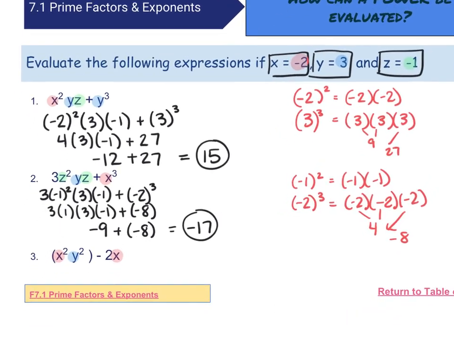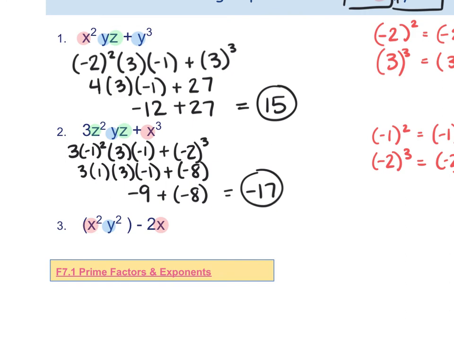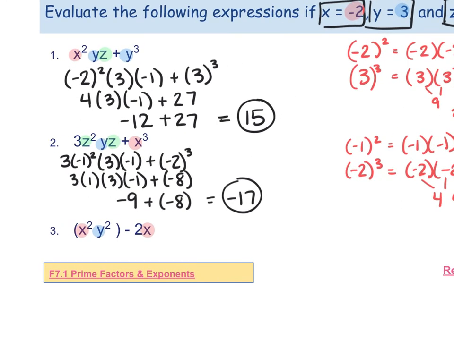I might need to zoom in on this one here. I have x to the second power. Remember, x is -2, times y to the second power. Y is 3 to the second power, minus 2 times -2.